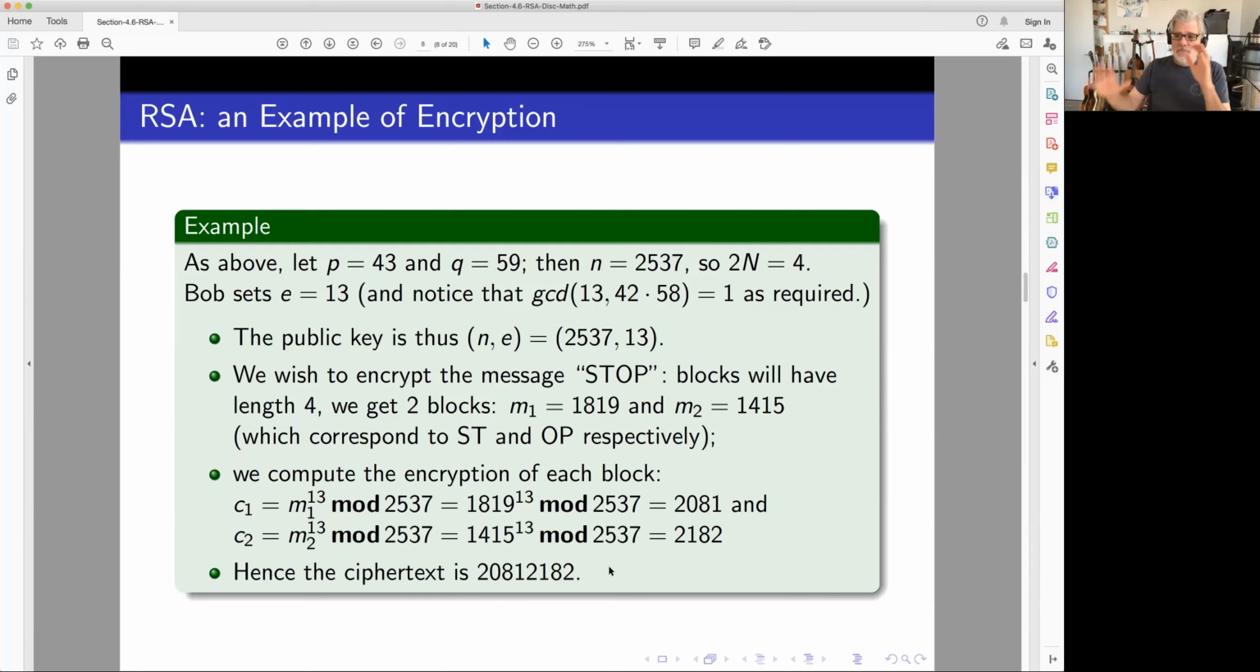Now again, Eve has the public key. She will see this ciphertext. The question: can she figure out what the original numbers were, knowing only these things? That's a good question.